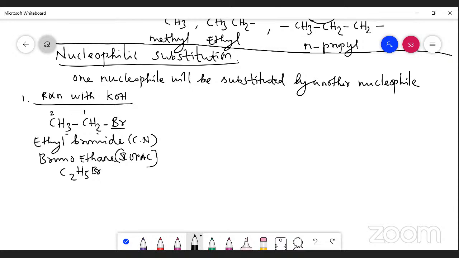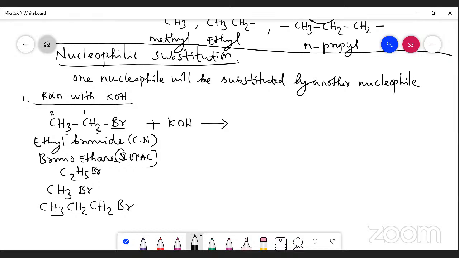Now you can ask, Miss, have you taken only ethyl bromide? I can take methyl bromide also, no problem, CH3Br. Shall I take propyl bromide? You can take propyl bromide, CH3CH2CH2Br. Whatever the reactant may be, you should ask for that product only. First, I am considering ethyl bromide. Let it add potassium hydroxide.